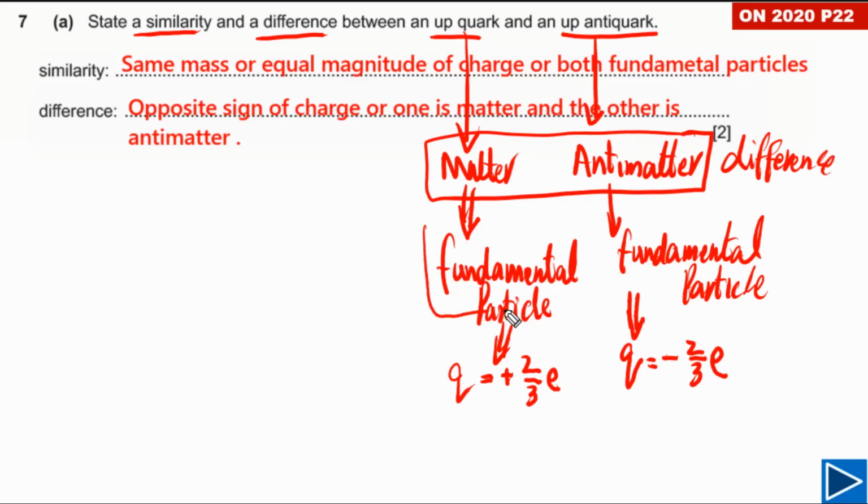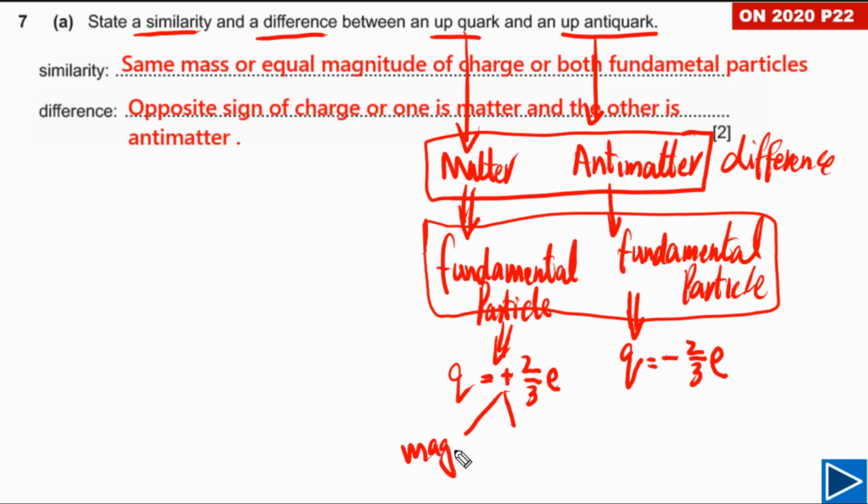If we need to write down what is similar, simply you can write down both of them. They are fundamental particles. From here we can also say that the magnitude of charge is the same. Up and up antiquark have the same magnitude of charge, but the sign of charge is opposite, so opposite charge.